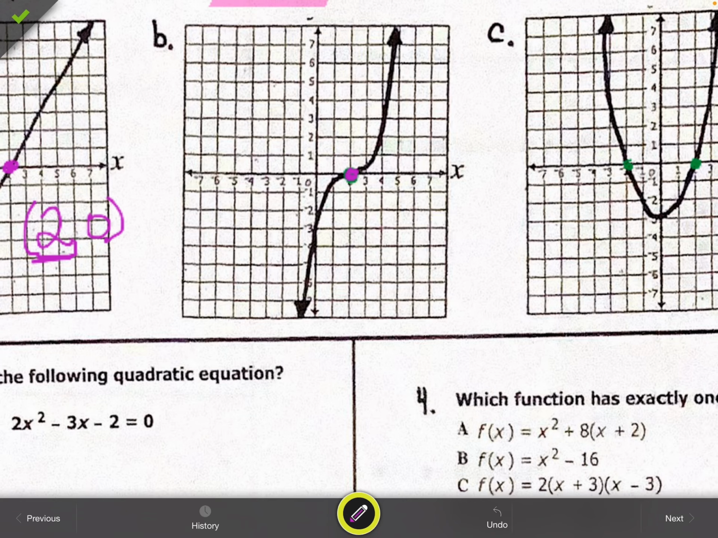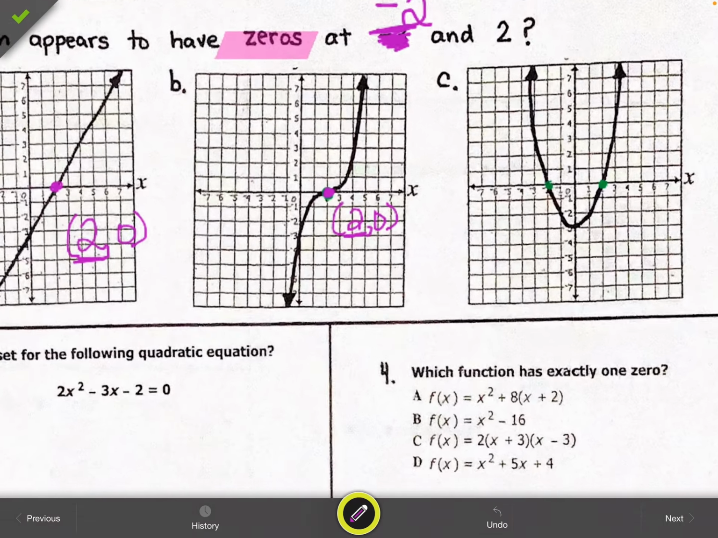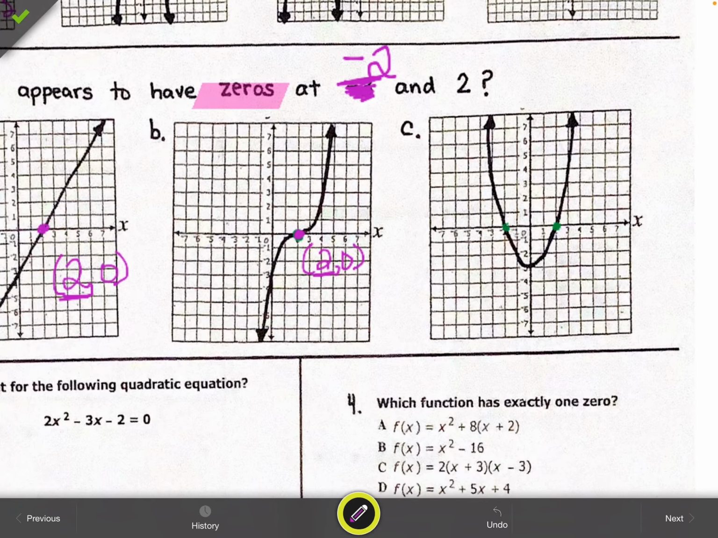Sure. X-intercept means it crosses the x-axis right there. Again, that's actually (2, 0). So again, for us, we're just looking at the first number. Y should always be 0. So is that one of the zeros they're looking for? Yes. Okay. But does it cross the x-axis at -2? That would be a no. So that one only has one solution, or (1, 0).